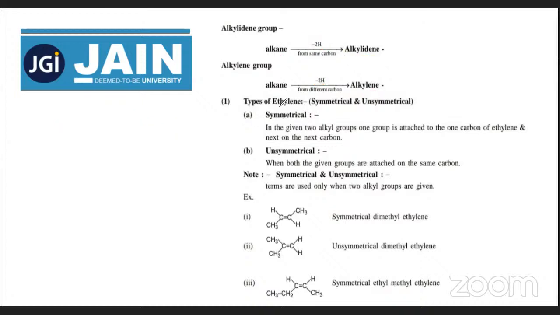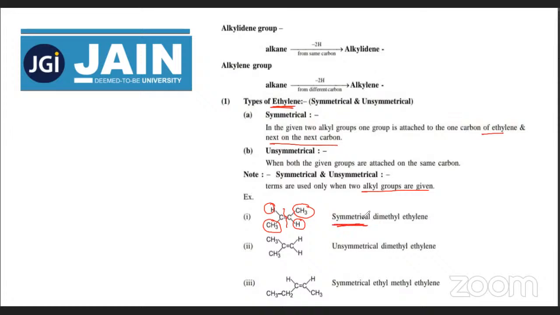Next is types of ethylene. It is symmetrical and unsymmetrical. In the given two alkyl groups, one group is attached on one carbon of ethylene and the next on the next carbon. Symmetrical and unsymmetrical terms are used only when two alkyl groups are given. Like see, this is there. So you have this CH3, this CH3, this is H, this is H. So you see if you're breaking it from between, this carbon has H and CH3, and so does the other. Because on both sides you are getting it in this way, this is known as symmetrical dimethyl ethylene.